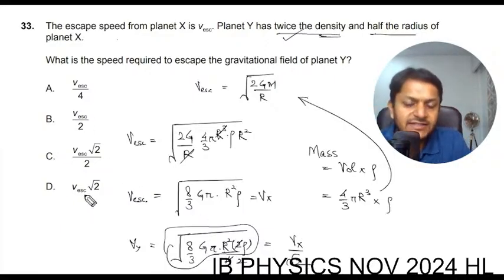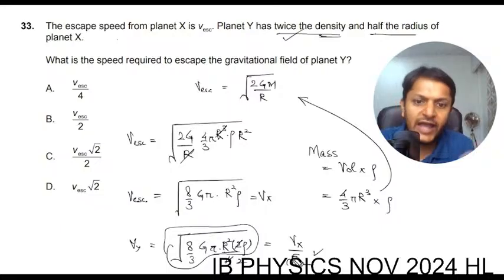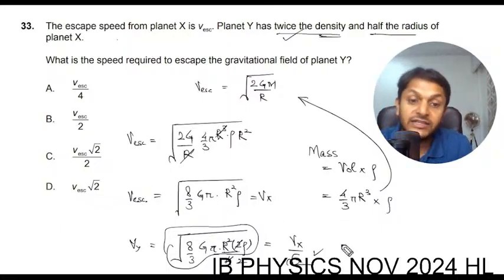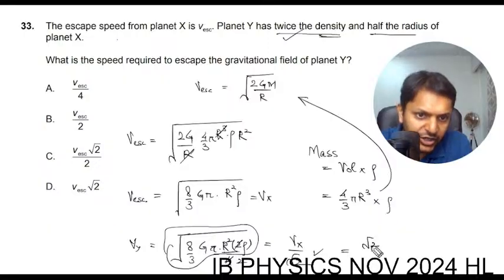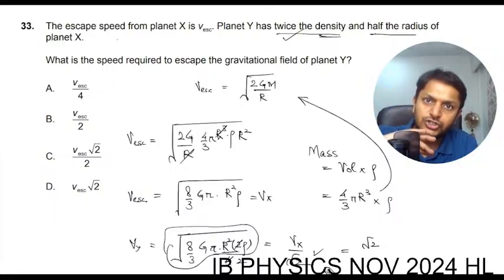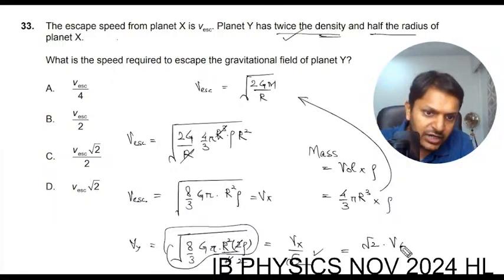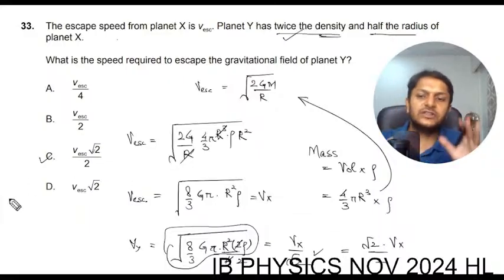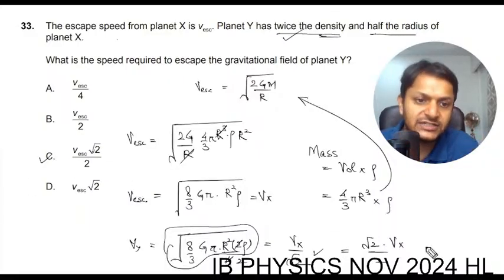But here, as we can see, you can't find this answer readily. That is not available here. They have given these options in a very tricky manner. So you can multiply root 2 in the numerator and root 2 in the denominator. So it will become root 2 Vx divided by 2. And that is option C. So this is how we can do this question.